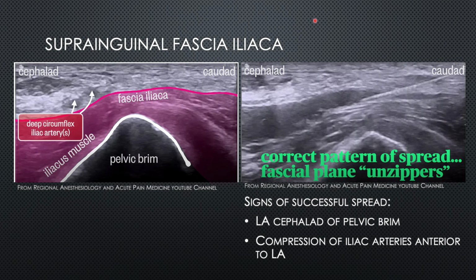The needle is inserted in a caudad to cephalad direction, and 40 mLs of a dilute local would be deposited. Signs of a successful block include visualization of the local cephalad to the pelvic brim, this is the pelvic brim, and a compression or squashing of the arteries anterior to the local over in here.